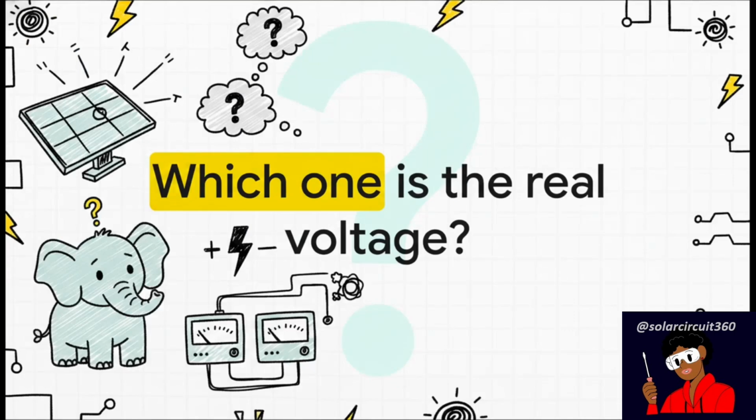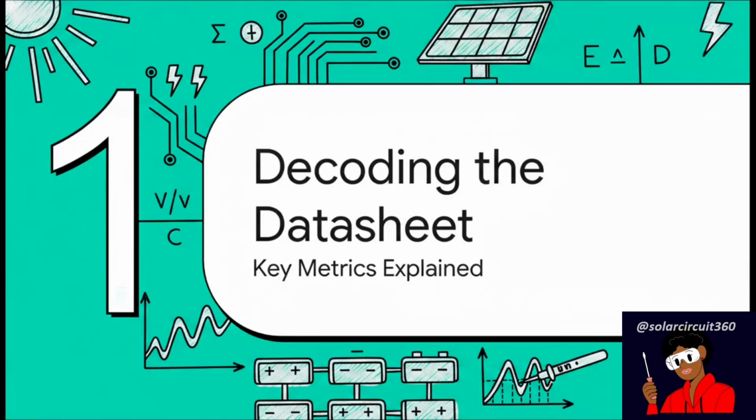Which one of these is the real voltage? And which one is the actual current? It honestly looks like the manufacturer just couldn't make up their mind. But trust me, by the end of this explainer, you're going to know exactly why every single one of these numbers matters and why there isn't just one simple answer. Okay, let's dive into Section 1, Decoding the Solar Datasheet.